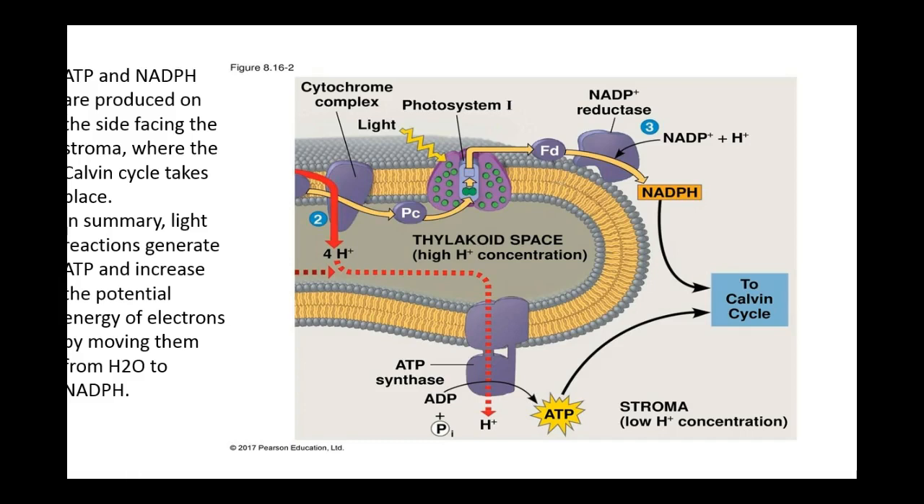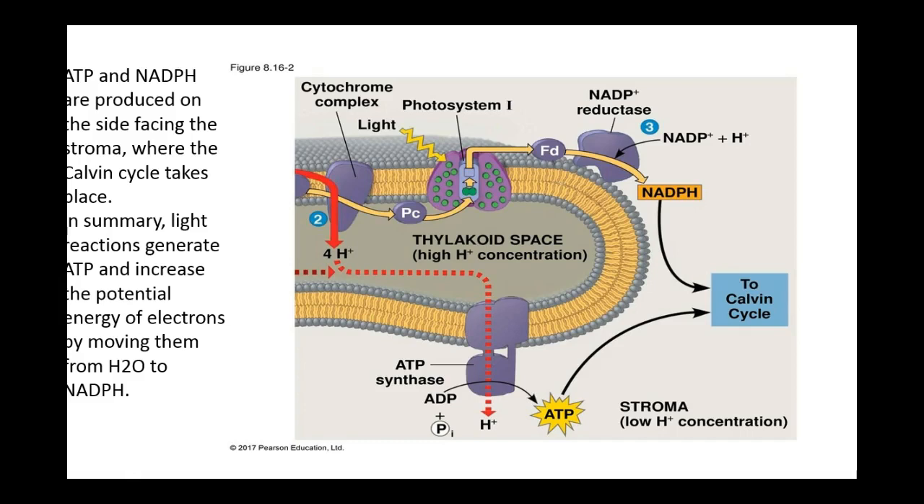ATP and NADPH are produced on the side facing the stroma, where the Calvin cycle takes place. Here, inside the thylakoid space, you have a high concentration of hydrogen ions. That creates this proton gradient that is going to work with ATP synthase to produce ATP from ADP. That's actually happening in the stroma because those hydrogen ions are getting moved out. That then is going to go into the Calvin cycle.